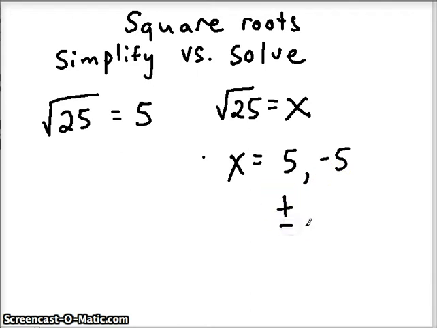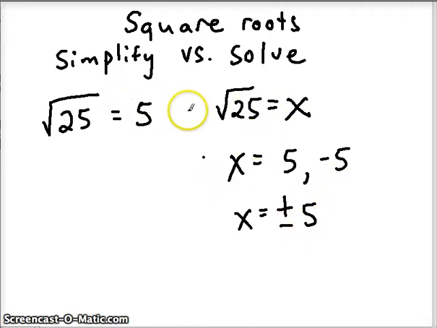We use a plus or minus, or a positive or negative 5. And that lets us know that those are the two possible answers, the positive 5 and the negative 5. So that's kind of a fast way of describing the difference between simplifying and solving. Simplifying is just wanting that positive value. Solving for a variable using square roots is going to give us a positive and a negative value.